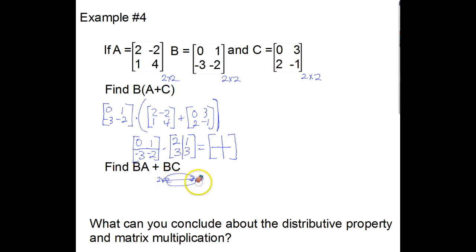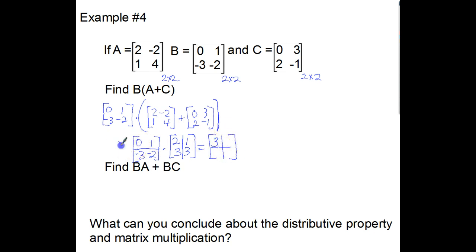We've been over that on the last problem. Let me go ahead and erase that. Okay, now we're ready to multiply. So row 1 times column 1, 0 times 2 is 0, plus 1 times 3 is 3, 0 plus 3 is 3.